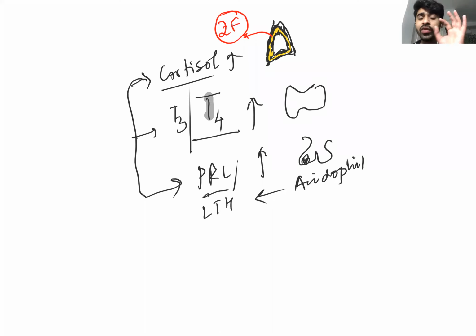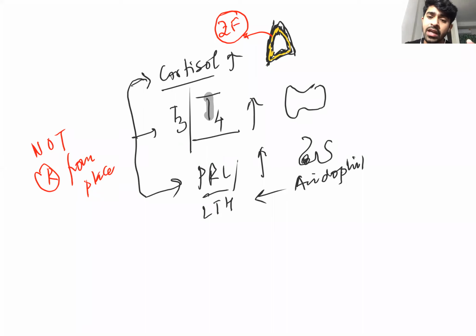As you are finding, I have already mentioned the source of these hormones which are increased in pregnancy time. They are not released from the placenta, so write it down. But still you will find high levels of cortisol, high levels of T3, T4, and prolactin, which is also known as LTH, during pregnancy. This is written in NCERT and it's very, very important.